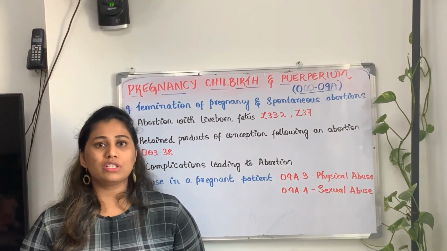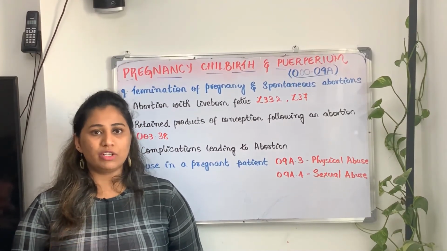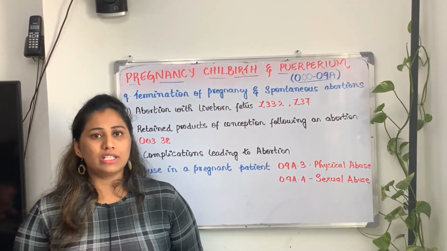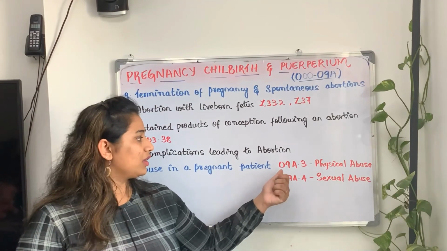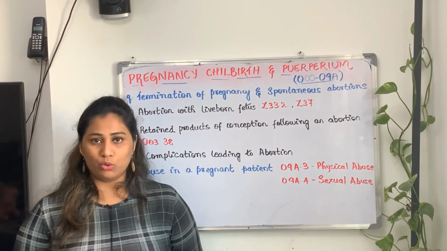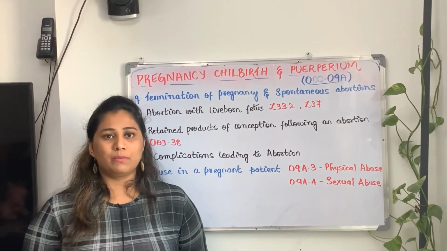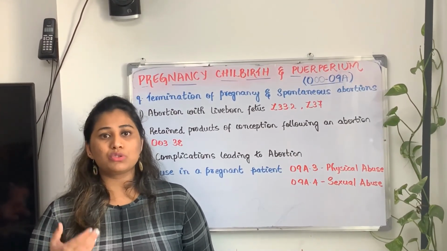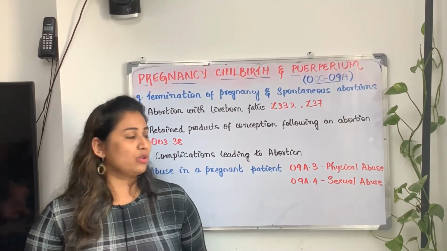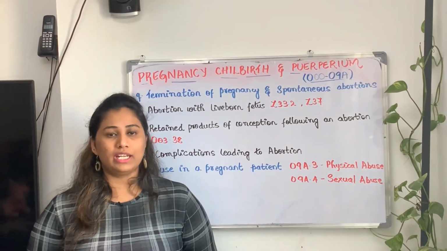There are two types of abuse a pregnant patient can get: physical abuse and sexual abuse. In the previous chapter, we have already explained this one. But in this case, if the pregnant woman is getting abused physically, the category code will be O98.3, and if it is sexual abuse, it will be O98.4. Along with this, we need to add some external codes also, like what type of abuse the patient has got and from where the patient has got the abuse. So remember, if it is physical abuse, your category code will be O98.3, and if it is sexual abuse, your category code will be O98.4.